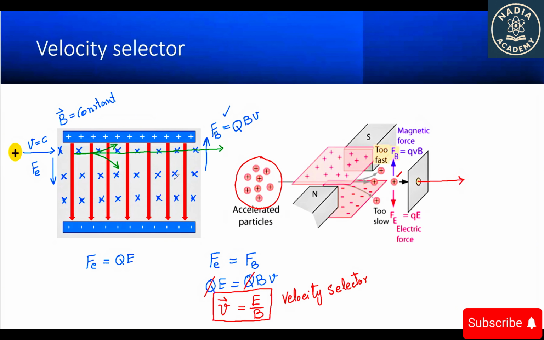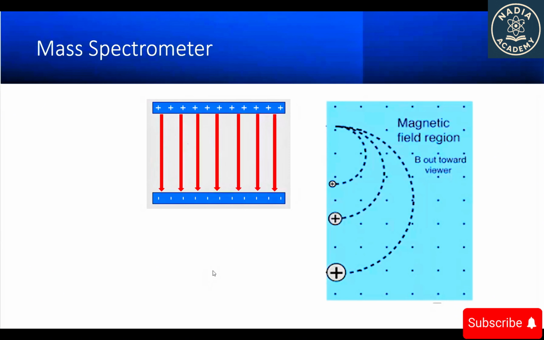Now, why do we want this? We will understand it in the next slide, where we connect our velocity selector with our mass spectrometer. So now you can see here, for example, we have a positive charged particle, and this charged particle passes through this velocity selector. At this point, this charged particle will have a velocity equal to the strength of the electric field divided by the magnetic flux density.